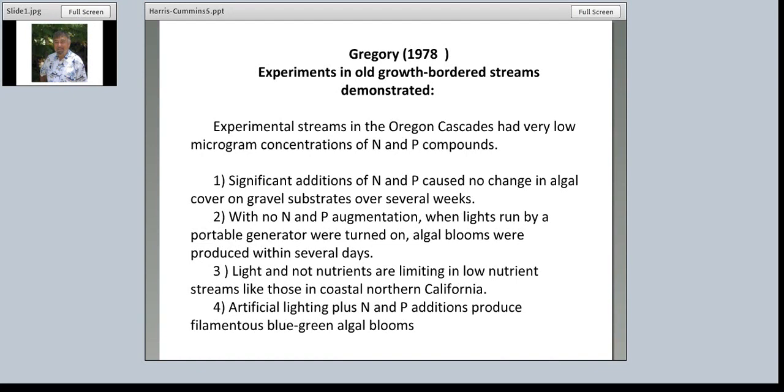But with no nitrogen and phosphorus additions, he brought a generator in and turned the lights on, and within several days there were big algal blooms in the stream. So it's a clear indication that light and not nutrients are limiting in these low nutrient streams. And that hasn't been tested here as he did, but I believe that that's certainly the case in Northern California. So the other thing is that when Stan added nutrients plus lights, then he got an increased algal response, but it was filamentous blue-green algae primarily.